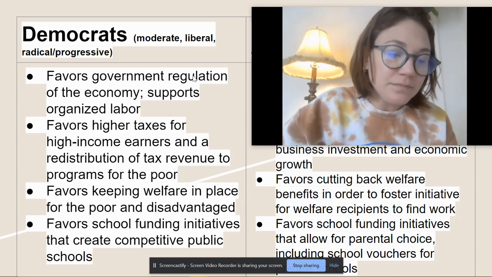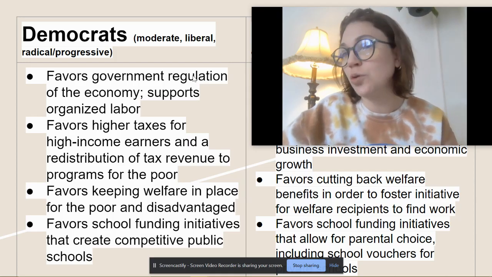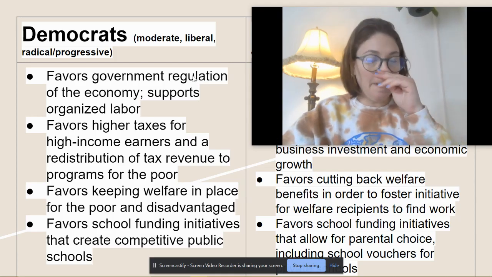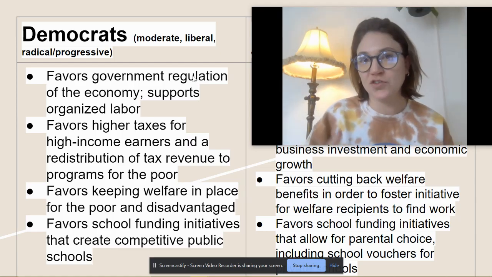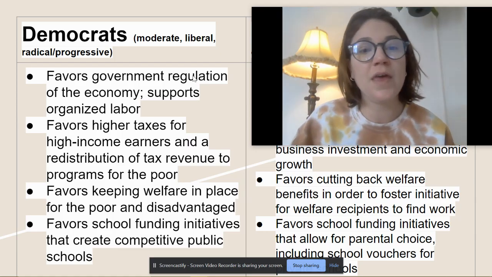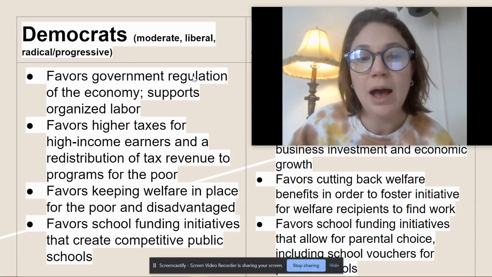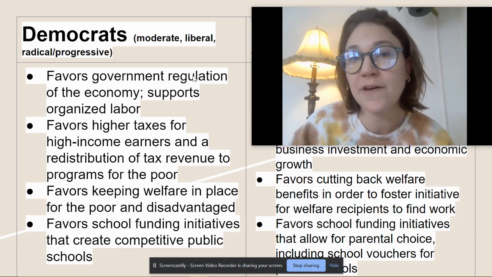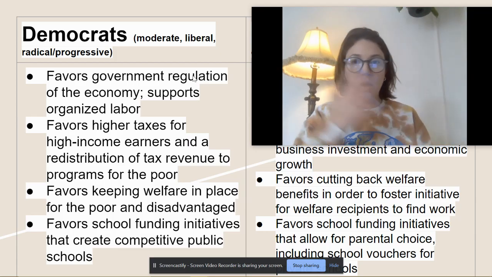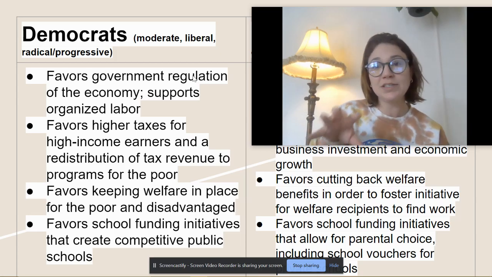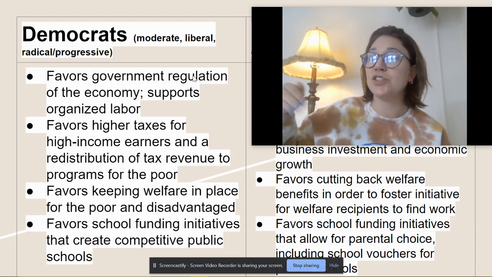But also, Democrats tend more to support those organized labor unions, support the actual workers, like the people who are actually packing the shipping boxes. They should be supported more by the government. They favor keeping welfare in place for the poor and disadvantaged. And when it comes to schools, they favor keeping the money within the public school system. So again, all of these Democratic views are more liberal. Let's use the government to help society, to help change society, to move it forward.